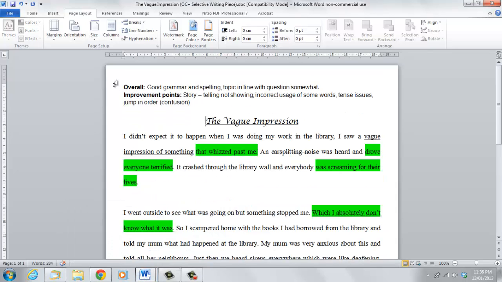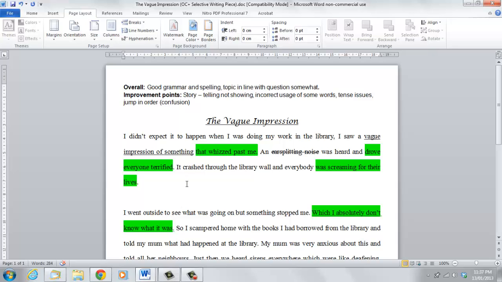The first impression I had with the written piece, the vague impression, was that overall there was good grammar, good spelling, and the topic was generally in line with the question. Okay, so when I read through this writing piece, I was able to understand what topic it was without actually having the topic there, and I was able to get an idea of what the story is about, mainly because it had good grammar and also it had good spelling.